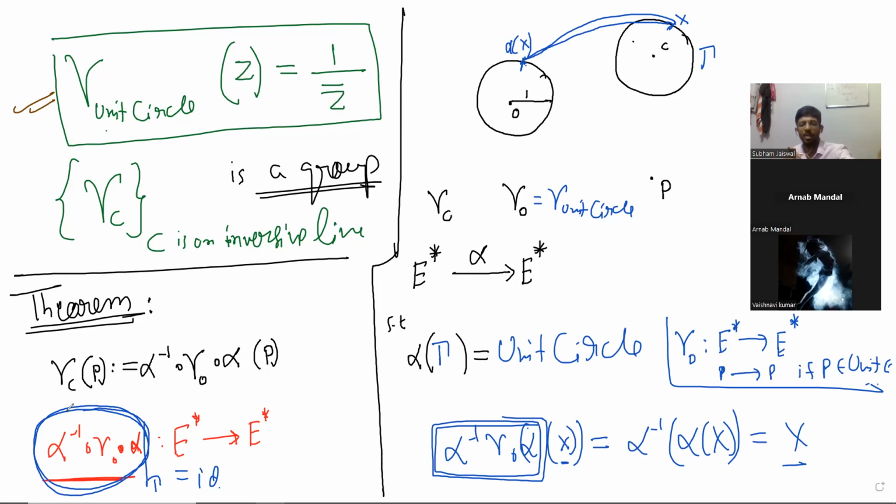But I have proved the main thing. So this is the situation. All right. Vaishnavi, is this clear so far? The picture, what we are trying to do.